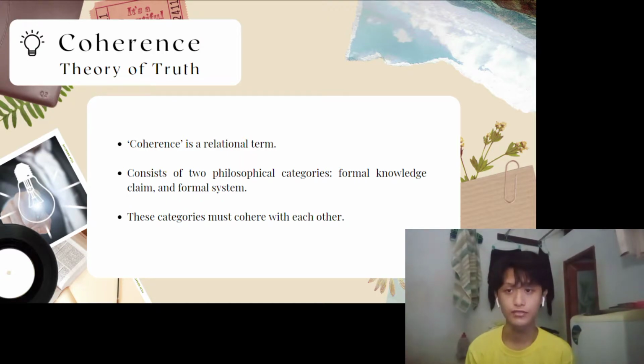Coherence itself is a relational term, meaning when an idea exists, it must relate to a certain statement that it adheres to, that it addresses. It must go hand in hand so that it will be able to meet the standards and requirements of being coherent. The coherence theory of truth consists of two philosophical categories, mainly the formal knowledge claim and the formal system. Like I have said a while ago, coherence is a relational term. Therefore, the formal knowledge claim along with the formal system should be coherent with each other. They must be mutually coherent and they should always agree with each other for it to be accepted as a coherence theory of truth.